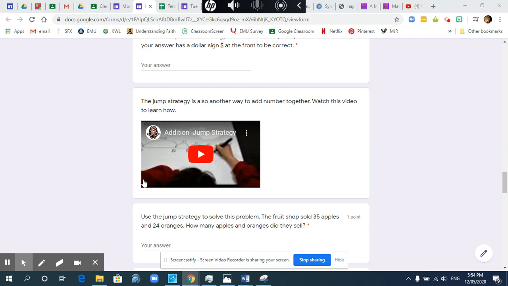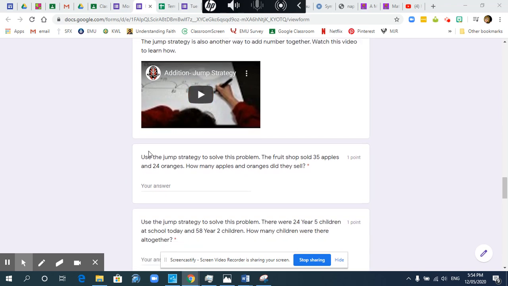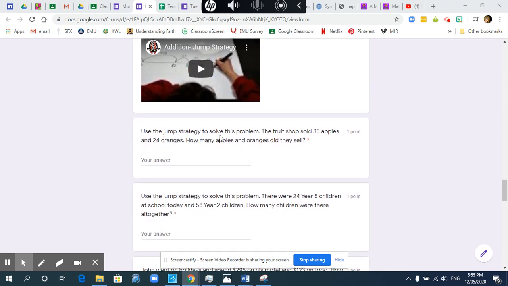The jump strategy is another way to add numbers together. You need to watch this video. Use the jump strategy to solve this problem. The fruit shop sold 35 apples and 24 oranges. How many apples and oranges did they sell? Use your jump strategy to figure that out. I will also give you a blank number line that you can use as part of the lesson.